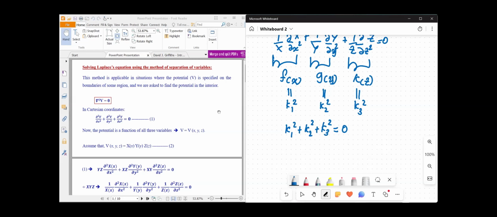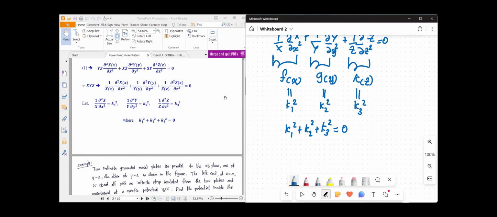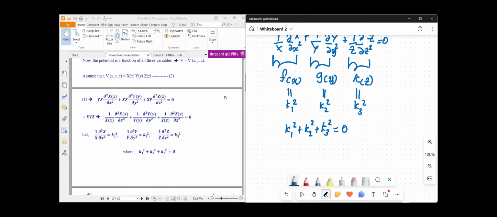Now, the importance of this method of separation of variables is, once we do this method of separation, we have each of these functions only dependent on one variable. Then in that case, these partial differential equations we can reduce to ordinary differential equations, and then it is a little bit easy to solve the equations.